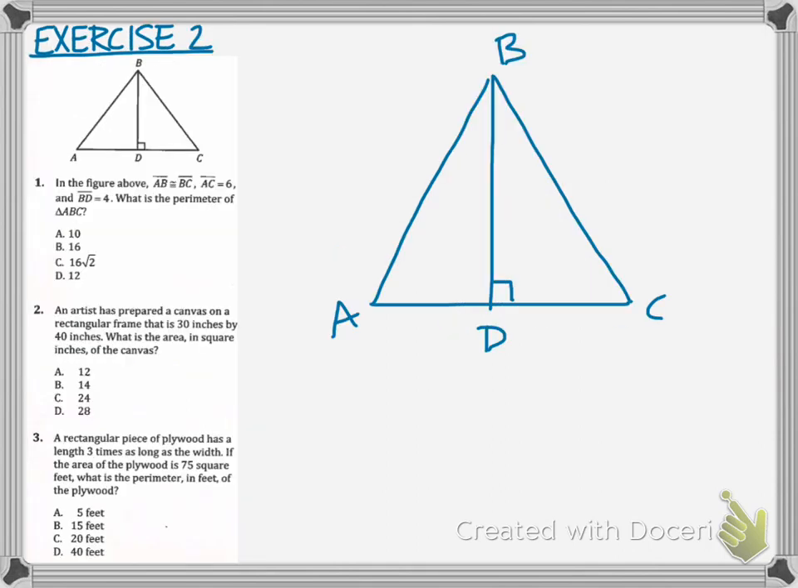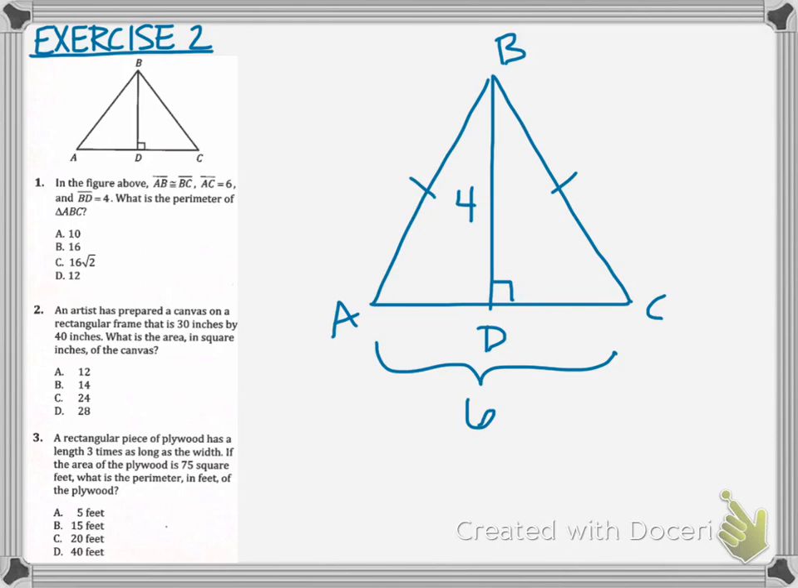And that's that one. Okay, for exercise 2, here's example 1. First we need to mark our picture. It says that AB is congruent to BC. It says that AC equals 6 and BD equals 4. What is the perimeter of ABC? So that's of the whole triangle.